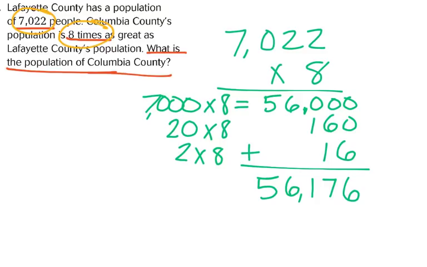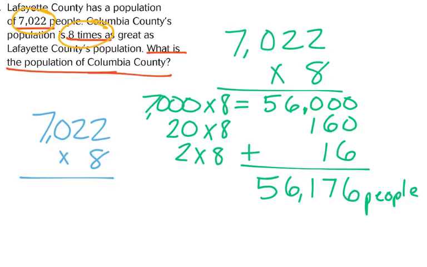So my answer is 56,178. And I am talking about population, so I'm talking about people. Now, I could have multiplied this out using a different method. I could have used the regrouping method, which a lot of you favor.